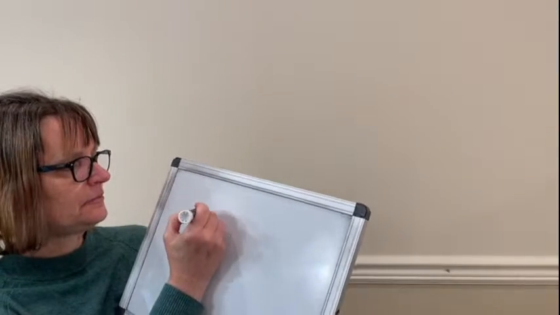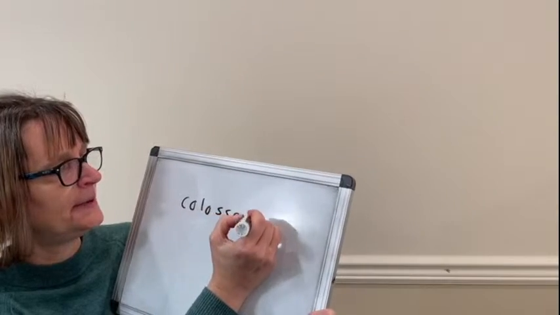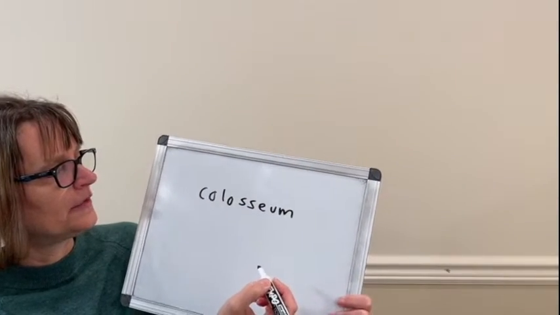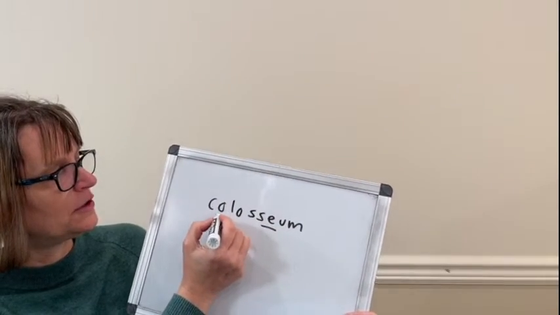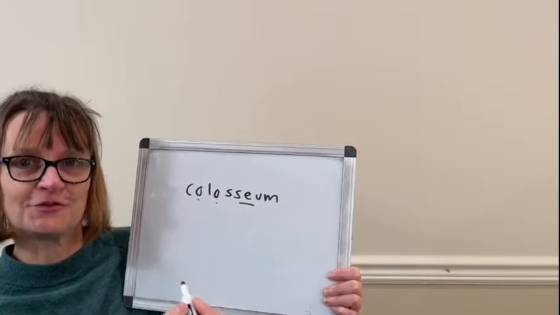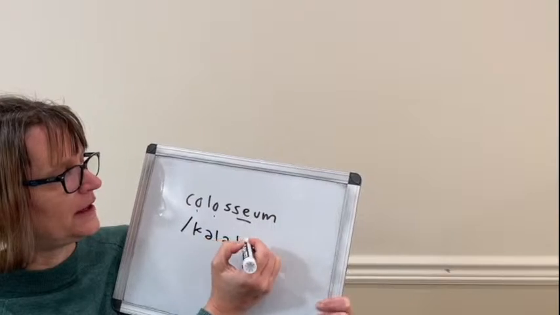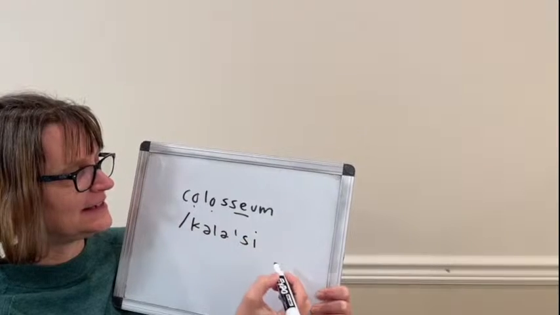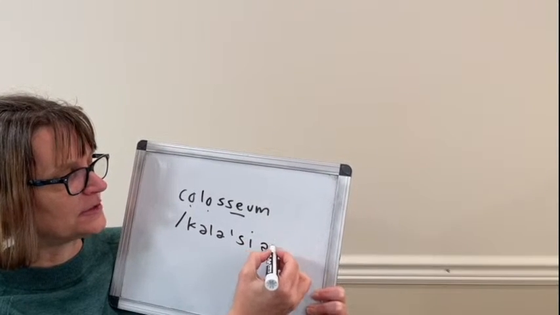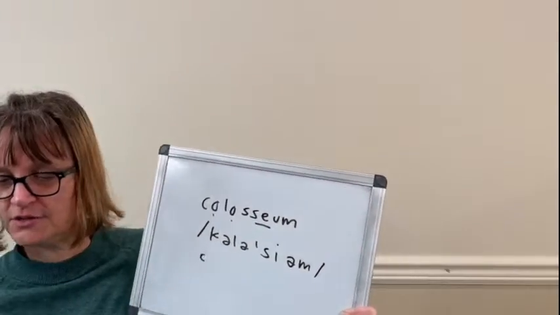Okay, we have a question about Coliseum. The stress in Coliseum is on the C syllable. So these letter O's both say unstressed schwa sounds, like we were just talking about. And then for the letter E, the stressed tense E sound, and then our letter U goes back to an unstressed schwa.